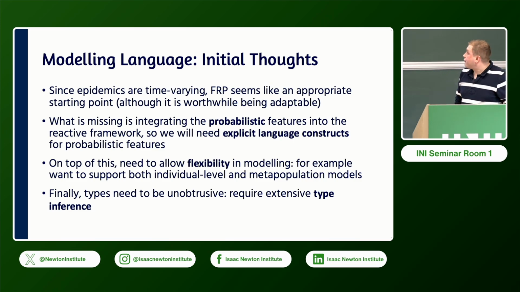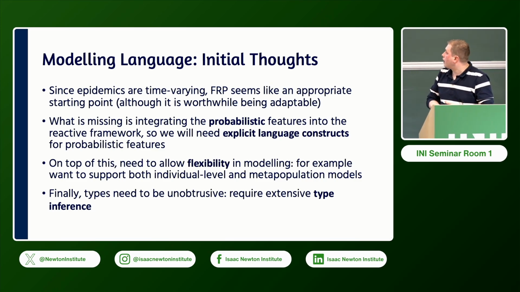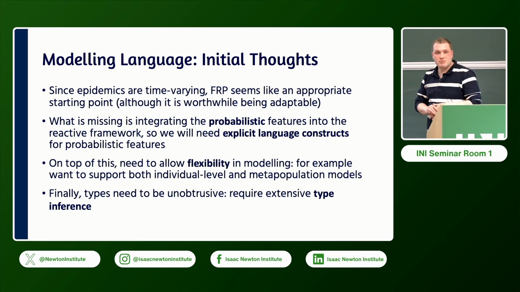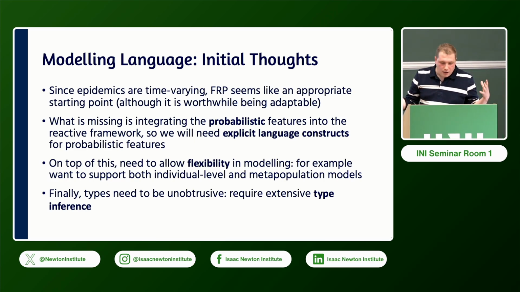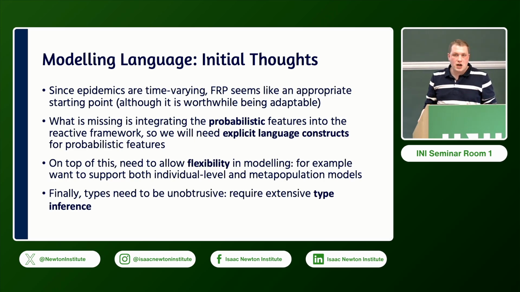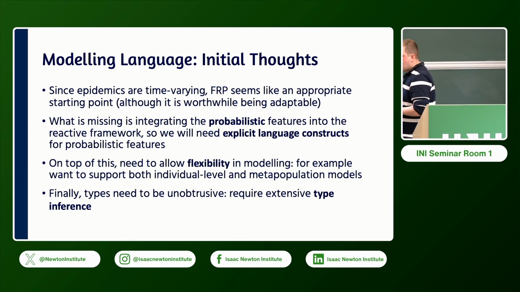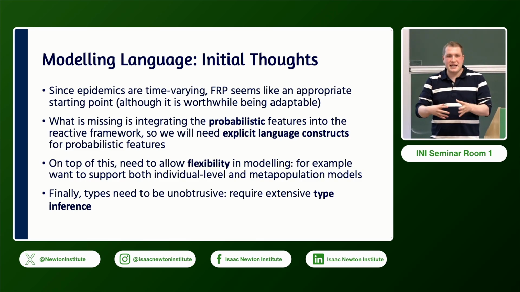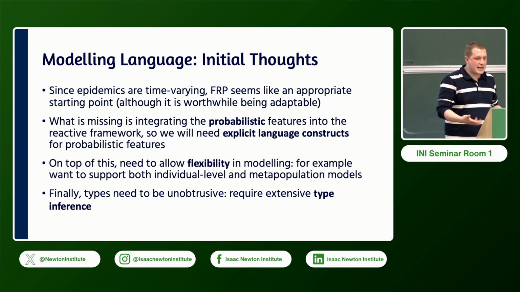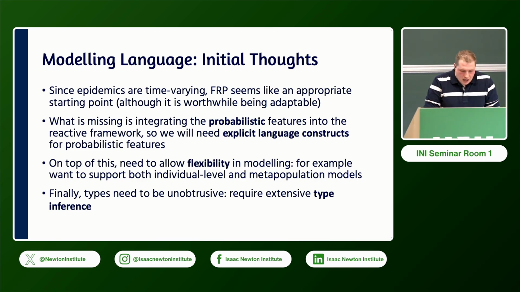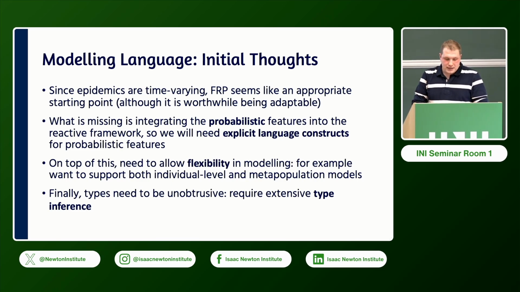So we're thinking that FRP is an appropriate starting point, although it might not work. It might be too complex, but we think it's a good way of starting because of that very intrinsic notion of an epidemic being time varying itself. I think what's really missing here is integrating the probabilistic features into the reactive framework. So I was very interested in Guillaume's talk earlier in hearing about this.